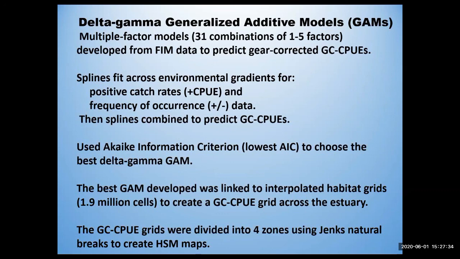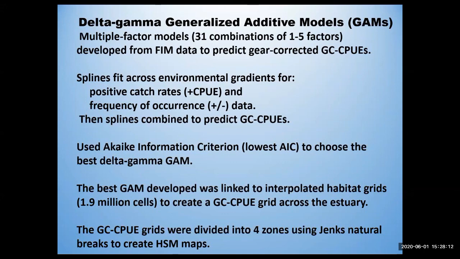And so the final models that were chosen were based on having the lowest Akaike information criterion, or the lowest AIC, to choose the best delta gamma GAM. The best GAM developed was linked to interpolated habitat grids. So the habitat grids, which are primarily the ones that we're concerned about for temperature and salinity, have about 1.9 million 15 by 50 meter cells. So what we're trying to do is transfer the abundance values off of the fitted splines to the habitat grids.